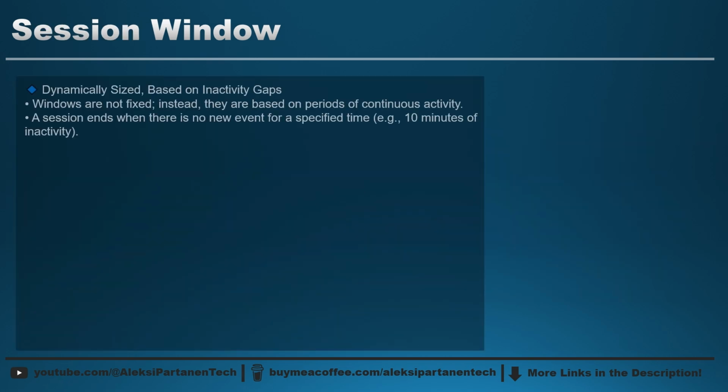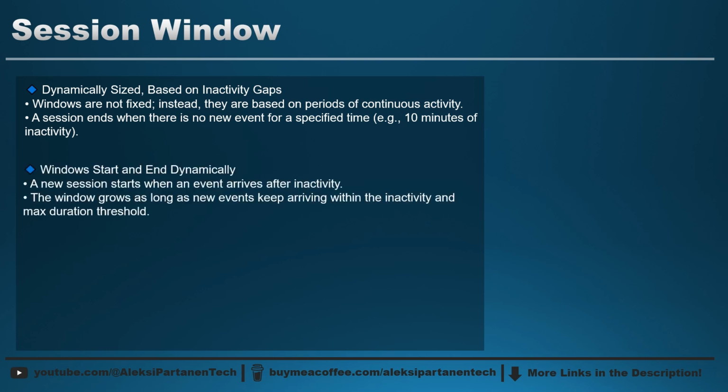These windows have dynamic size based on inactivity, which means that these windows are not fixed and they can end if inactivity threshold is reached. For example, if specified, window can end after 10 minutes of inactivity, or in other words, no events in 10 minutes. These windows will start and end dynamically. New window starts when event arrives and it will start to look forward from that event. These windows will keep running until the max duration or inactivity threshold is reached.